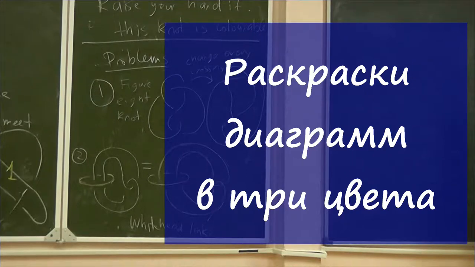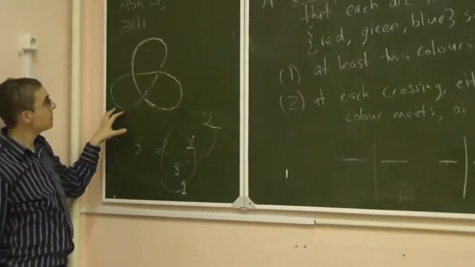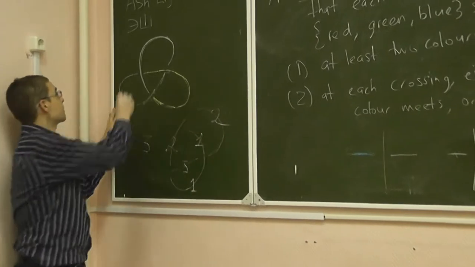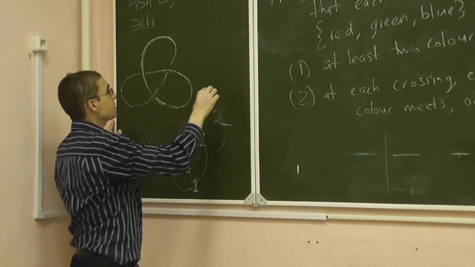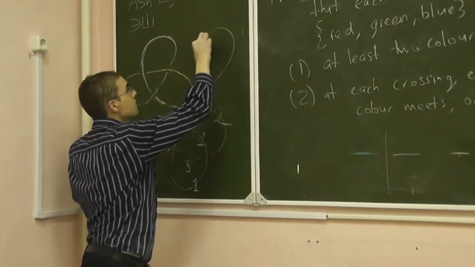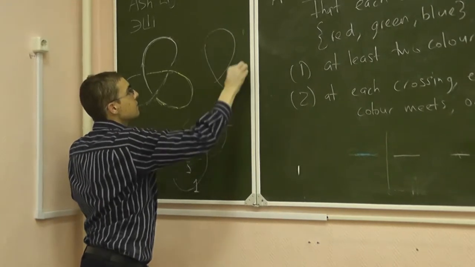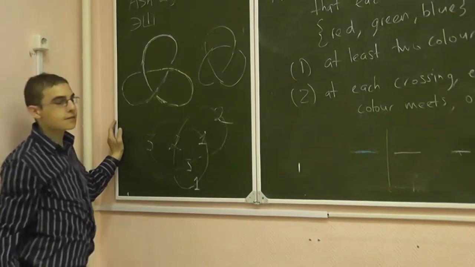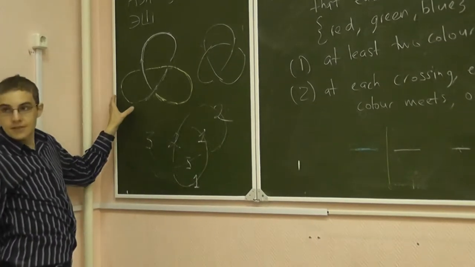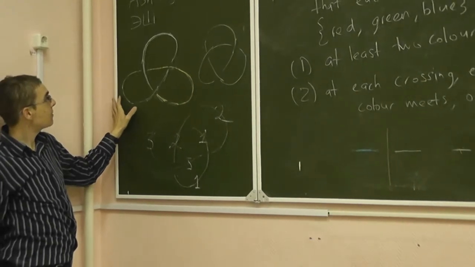Okay, are we ready? So this is the left trefoil. When I say left and right trefoil, there are two trefoils, aren't there? When you do this, you could be either one. So they're different. Okay, so Nikolai gave us three colourings of the trefoil.